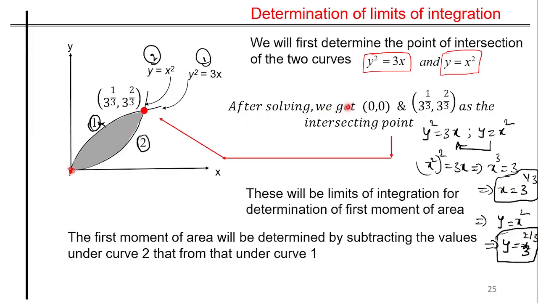So one limit is going to be 0, comma 0. The other limit is going to be 3 to the power of 1 by 3 and 3 to the power of 2 by 3. And how is it found? It is found by two curves. Y square is equals to 3x and y is equals to x square. ఇందులో ఏది ఏది అనేది you need to understand. So y square is equals to 3x is of convex shape and y is equals to x square is of concave shape. So in between the area is what you need to identify.